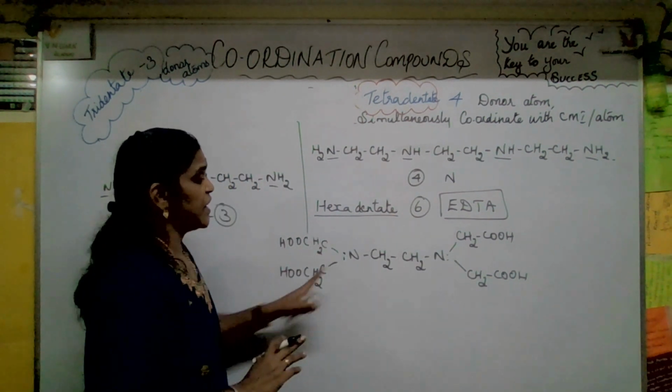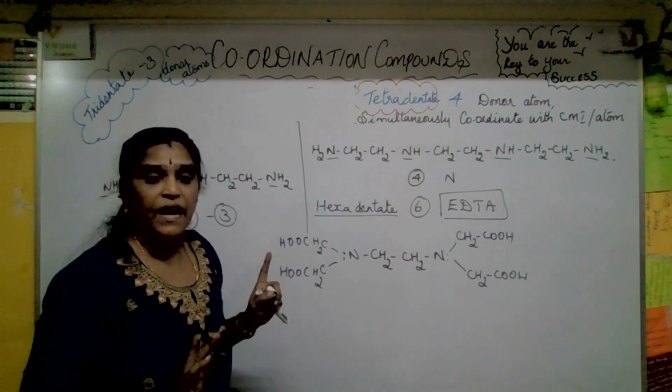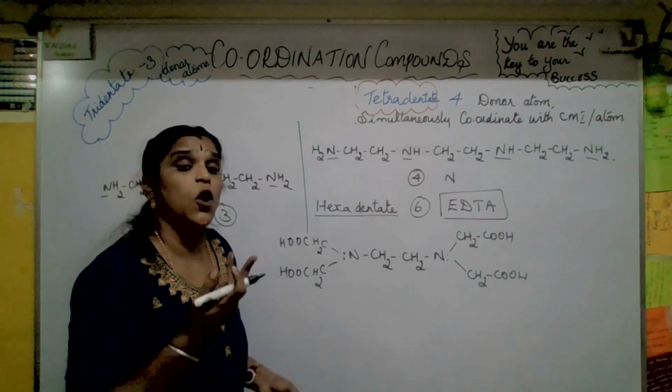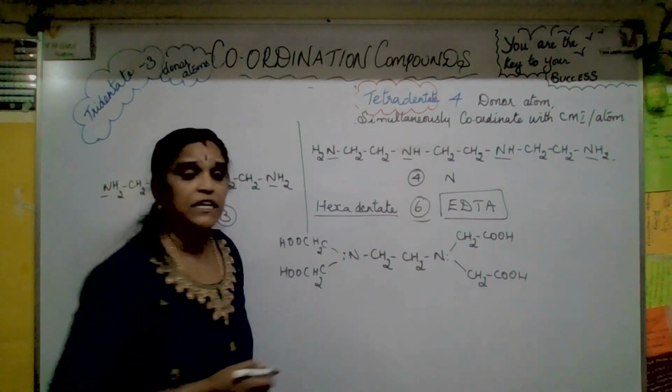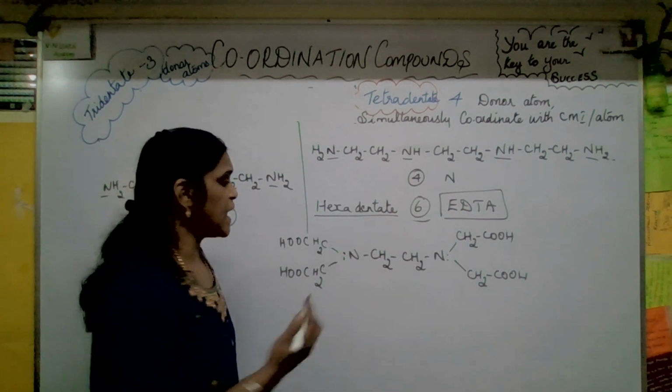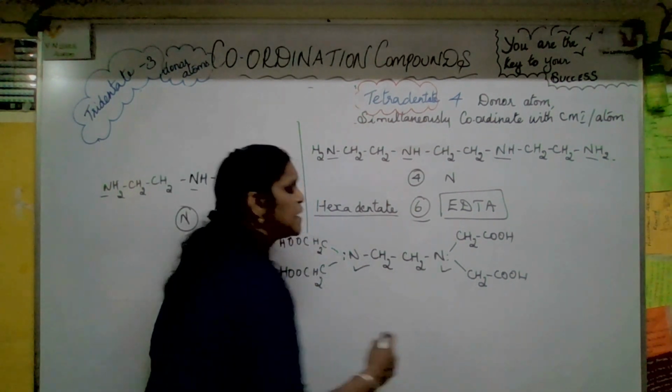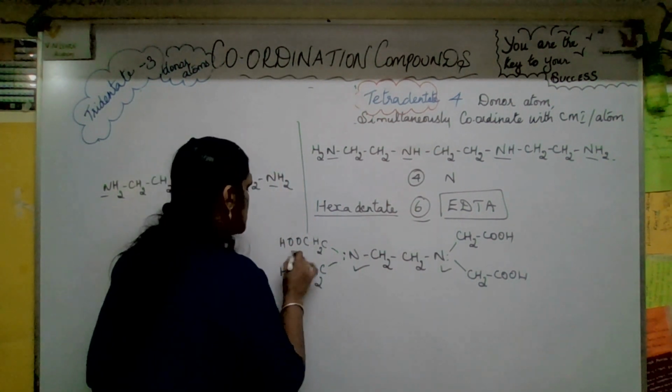Tetraacetic acid. Tetra: one, two, three, four. Acetic acid. Now, who is the donor? How many donor atoms? Already I mentioned six donor atoms. Who are all the donor atoms? Of course, nitrogen is a donor atom. Next, oxygen, with more electronegativity, is a donor atom.